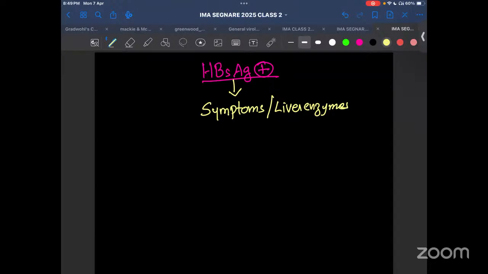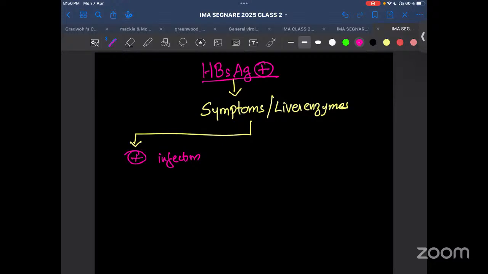Now if symptoms are present or liver enzymes are elevated, then that means infection. Hepatitis B infection is there. So now we need to know whether it is acute or chronic. We need to know whether it is high infectivity or low infectivity.